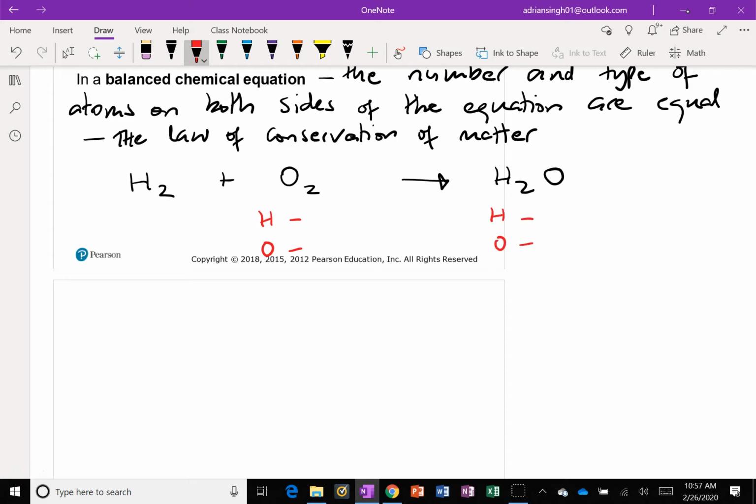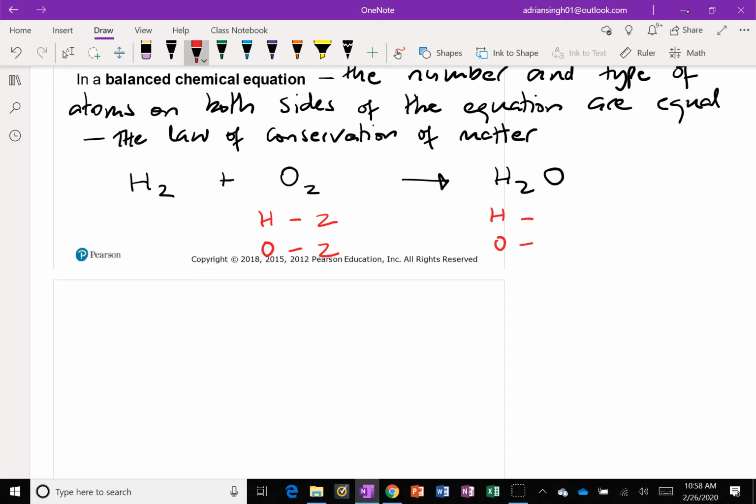So we list the atoms that we have. And then we're just counting. How many H's do we have on the left? 2. Look at the subscript. How many O's on the left side? 2. How many H's on the right?